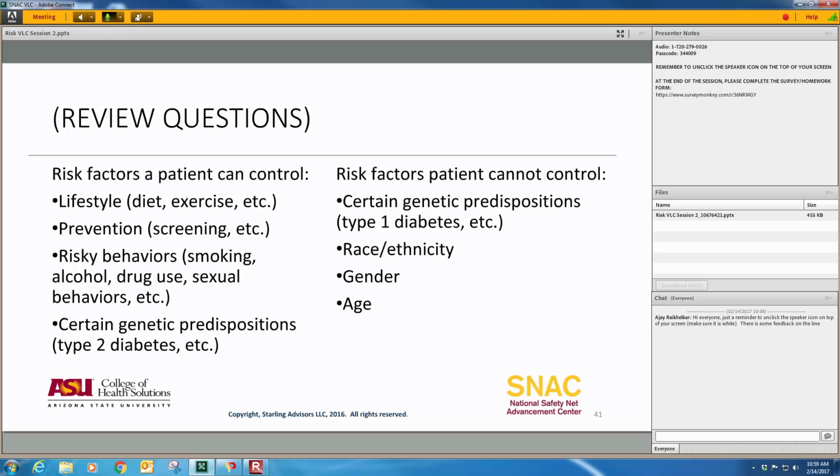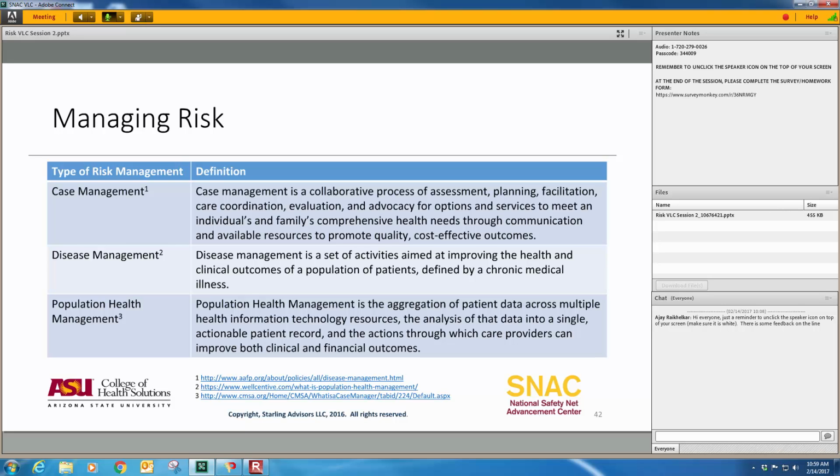When we talk about risk management, there are three major categories. And so rather than defining risk management at the high level, we prefer to define each of the three major strategies. Case management is a collaborative process of assessment, planning, facilitation, care coordination, evaluation, and advocacy for options and services to meet an individual and family's comprehensive health needs through communication and available resources to promote quality and cost-effective outcomes. Many of us are probably familiar with insurance-led case management initiatives where maybe they come in sometime during a patient's hospitalization and make some recommendations on how to minimize costs and improve the likelihood of a good outcome.